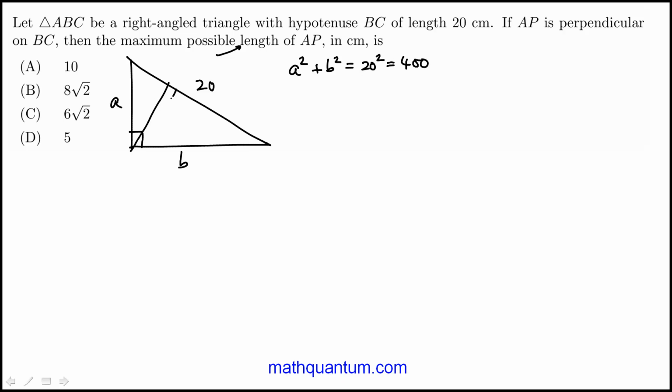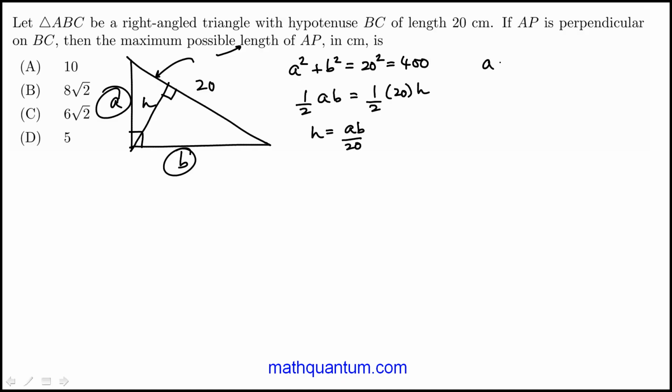And if this is the altitude, let me call that H, then the area of this triangle is, if I consider those to be altitude and base, one way to look at the area. And then I can also consider the hypotenuse as the base. So then the area would be that. So that means H is AB over 20.